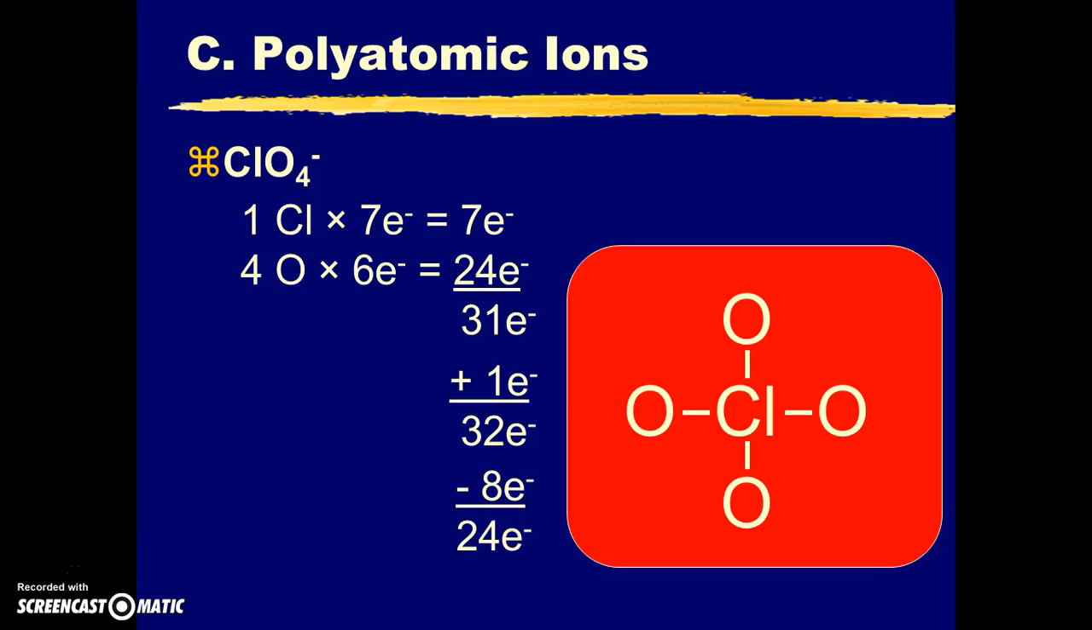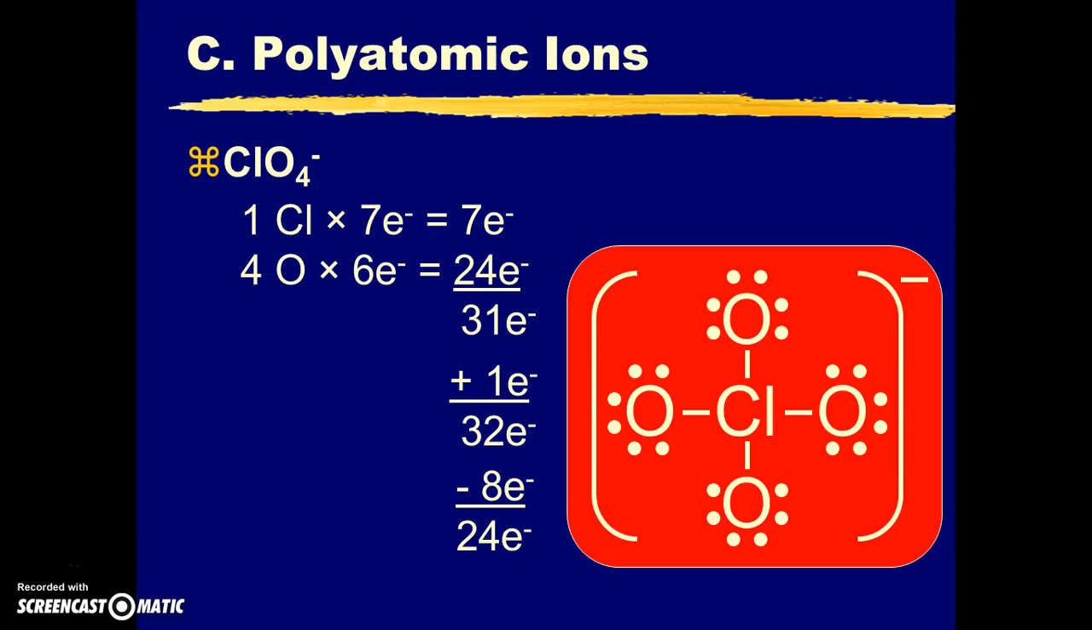We use 8 electrons to bond the oxygens to the chlorine. That leaves 24 left. We can distribute those around each oxygen to give each oxygen an octet. And now we've got to put it in brackets and put a -1 charge on the outside to show that this whole species has a -1 charge.